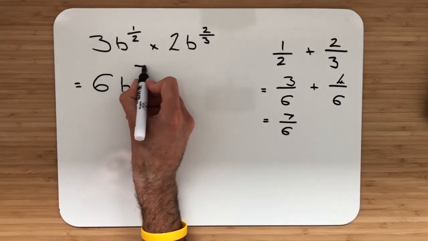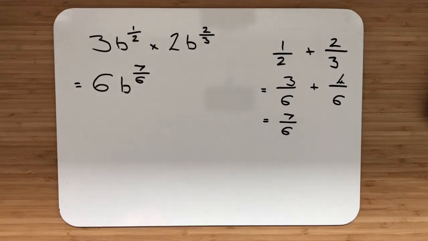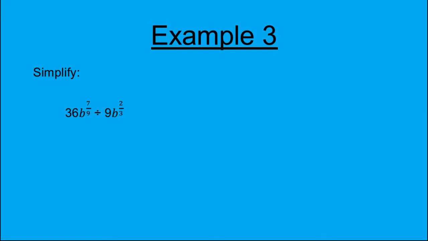Don't forget to bring that into your answer. Final answer reads as 6b to the power of 7/6. Example 3. Simplify 36b to the power of 7/9 divided by 9b to the power of 2/3.